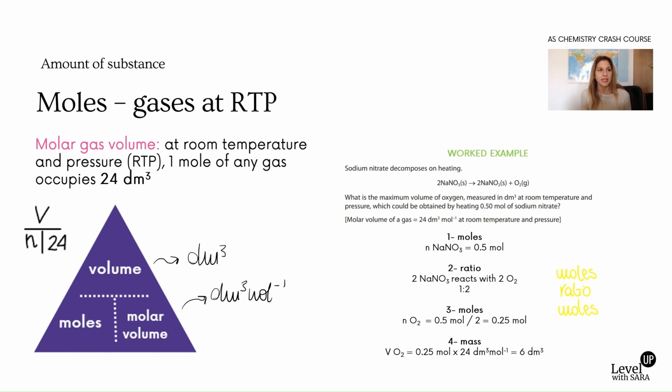Room temperature and pressure, remember, is 25 degrees and 1 atmosphere, or 298 Kelvin and 101 kilopascals. If we translate this, molar gas volume is decimeters cube per mole, which tells us that decimeters cube is the volume, so volume divided by the moles gives us this molar gas volume. In fact, this is the triangle to remember: volume divided by the moles is equal to the molar gas volume. Whichever way you find it easier to remember, for me it's always understanding the unit, this definition. Let's look at its application.